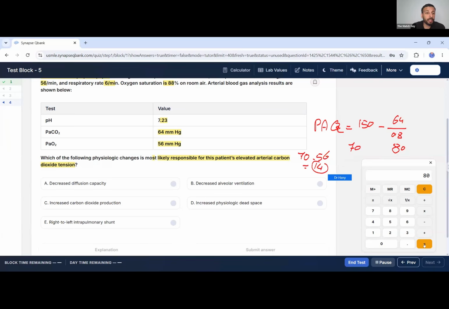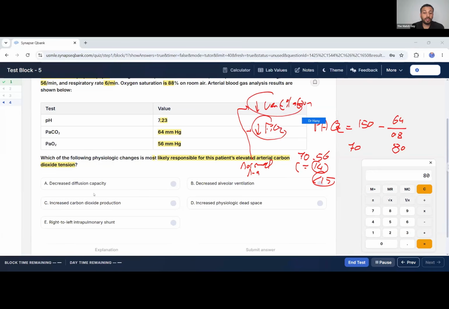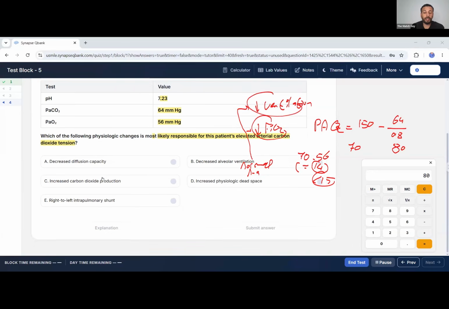Is 14 a normal AA gradient or a high AA gradient? This patient is, I think, middle aged, right? Yes, it is normal, since it is less than 15. So here the patient has a normal AA gradient. And since he has a normal AA gradient, we are broken down to two things. The patient is having either hypoventilation or decreased inspired oxygen.